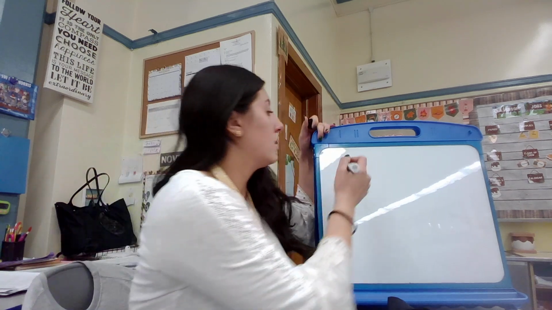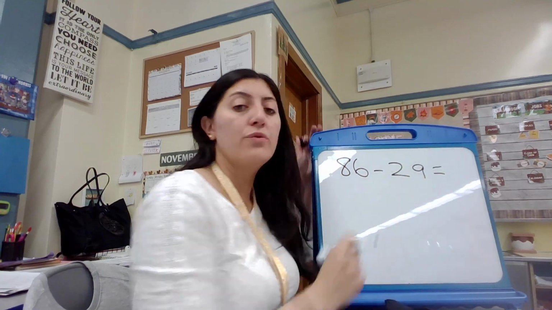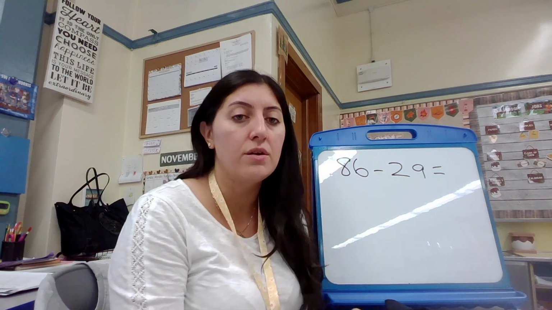Hi, boys and girls. Today we're going to be reviewing how to solve a math problem using the compensation method, okay? So we're going to get started. So right now we're going to be solving 86 minus 29 using compensation.